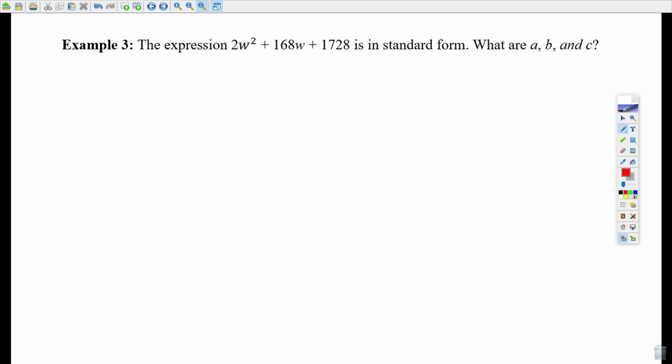All right, example 3. The expression 2w squared plus 168w plus 1728, that looks very similar and familiar. We just worked with that. It's in standard form. What are the values of a, b, and c? Well, if you remember that it goes ax squared plus bx plus c, then you should be able to figure this out. It's already matched up perfectly. Since it's in standard form, a goes with the x squared, in this case the w squared. So we'll just say a is 2. B always goes with the variable that does not have a power. B is 168.